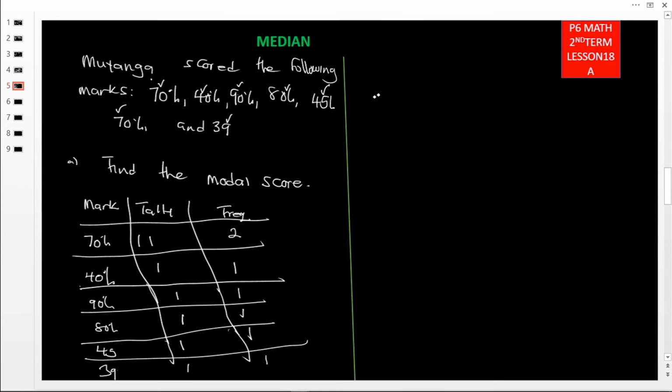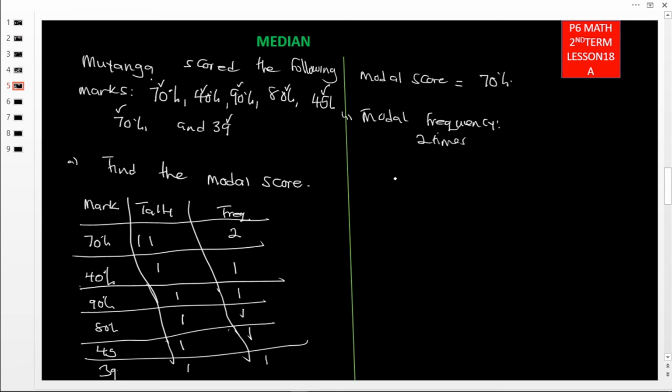So what is now the mode score? Therefore our mode score becomes 70%, because it is the number that has appeared many times. Then part B, mode frequency. Part B is asking for the mode frequency. What could be the mode frequency? The mode frequency is going to be 2 times from the table. How many times has it appeared? It has appeared 2 times.